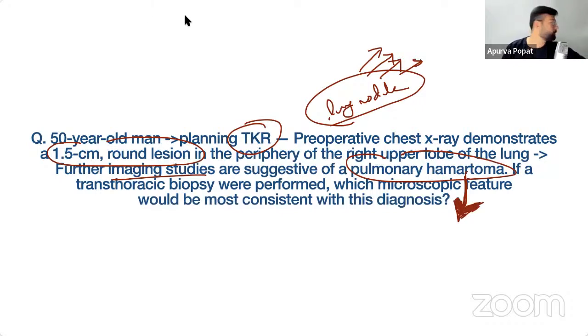Just a second. Is it pulmonary emboli? Pulmonary embolism. I mean, where do you think, because of this round lesion, 1.5 centimeter round region, you get pulmonary embolism?